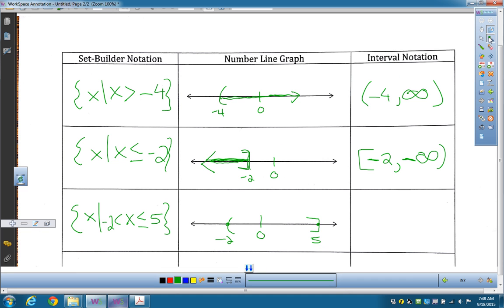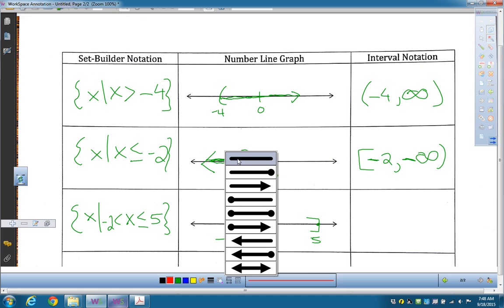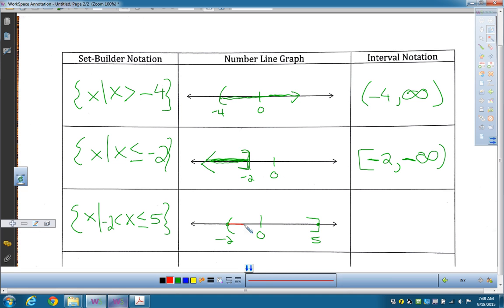Let me change my color and make it better. There, is this going to work? Fatter. There we go. Oh, that's good. Okay, so that might look something like that.